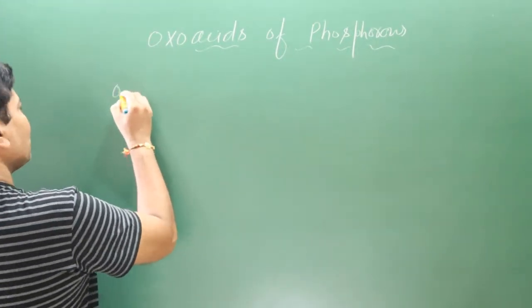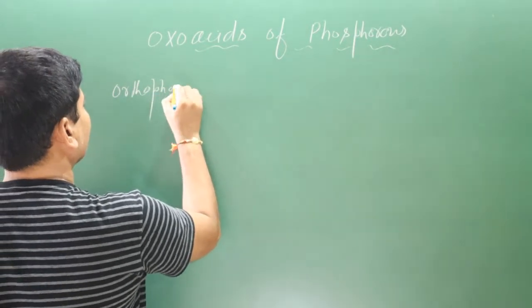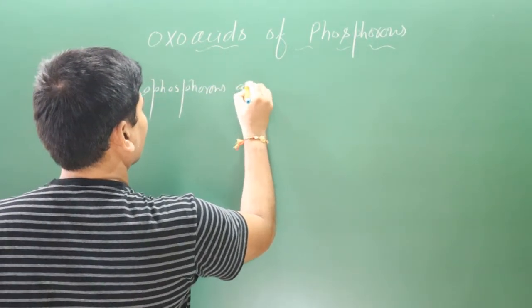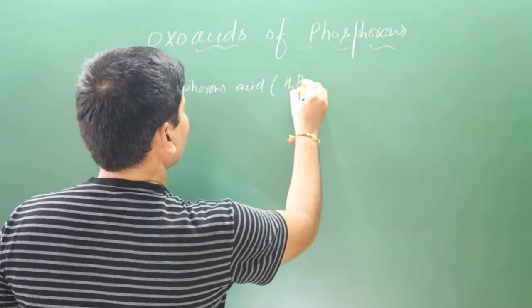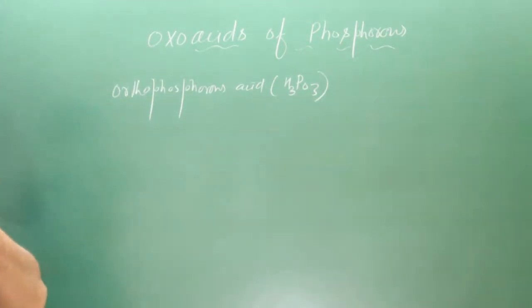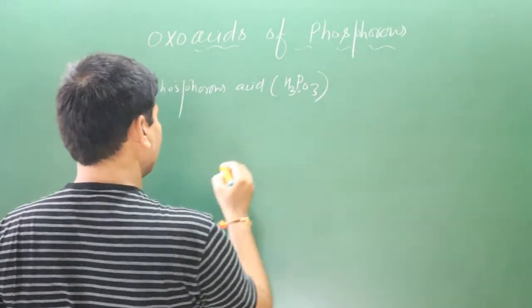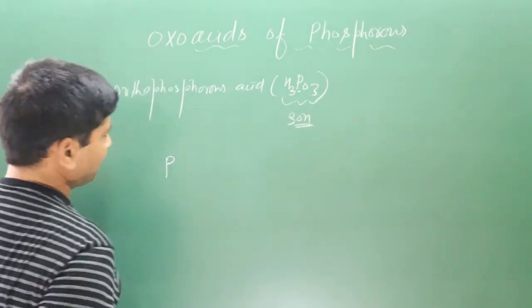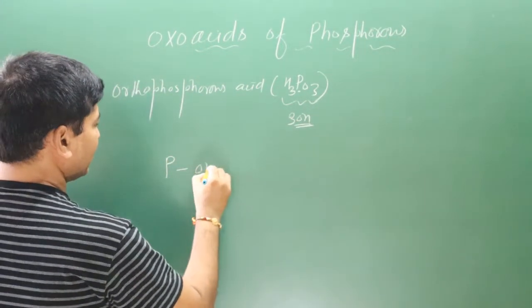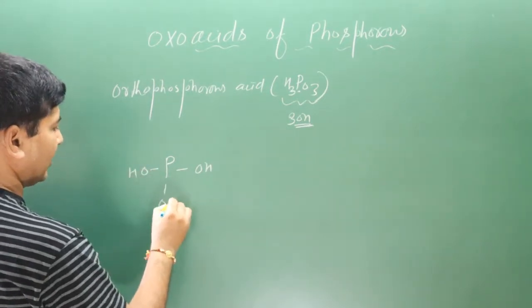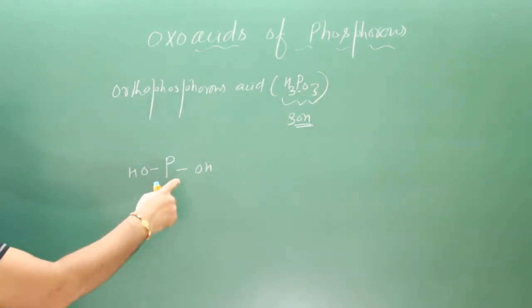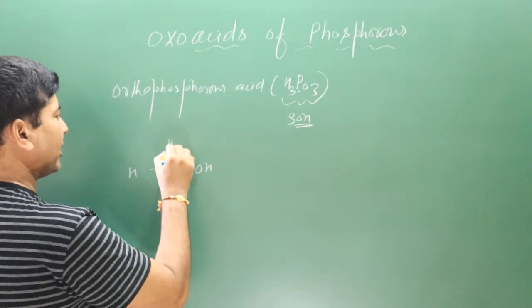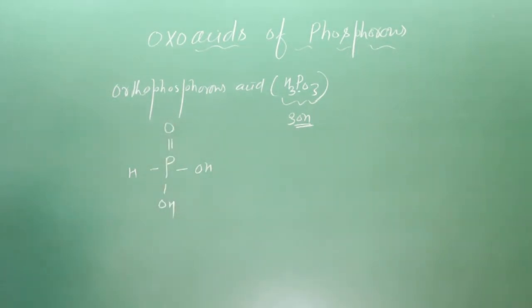Next we have orthophosphorus acid. The chemical formula is H3PO3. We draw the structure. Phosphorus is the central element. How many OH pairs are there? 3 OH pairs are present. We attach these OH pairs to the central element. We need to satisfy the valency of phosphorus. I remove this oxygen and attach it to phosphorus through a double bond. Now we can see this is the structure. Valency of phosphorus is satisfied.